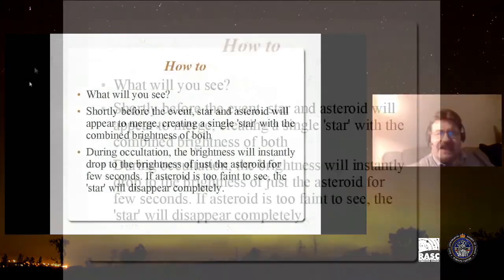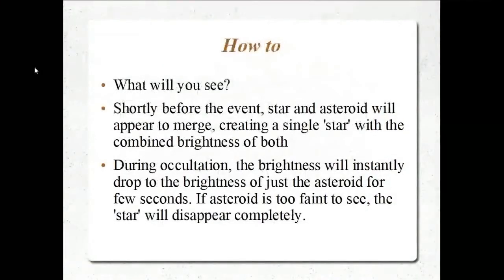So, what exactly would you see through your telescope? Well, shortly before the event, about 15 minutes or so, the star and the asteroid will appear to merge and will create a single star with a combined brightness of both, much like in the same way that a double star is actually two stars so close together that you can't resolve them into two stars. They appear as a single object.